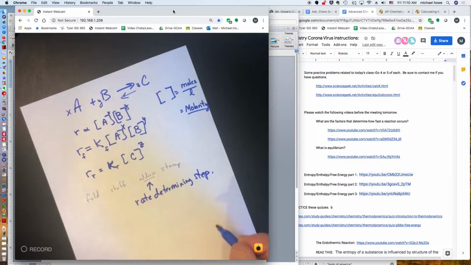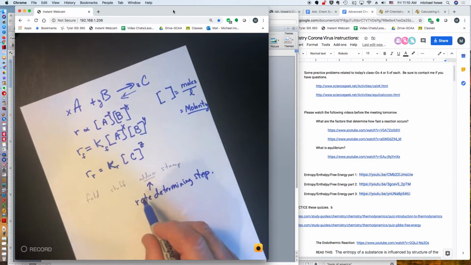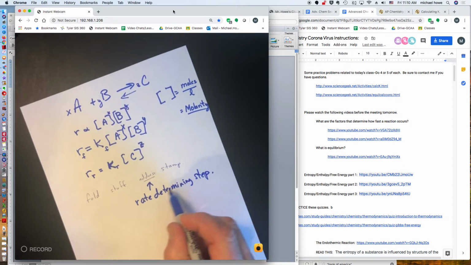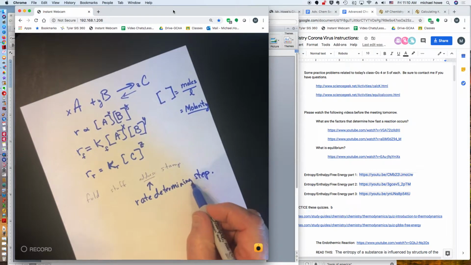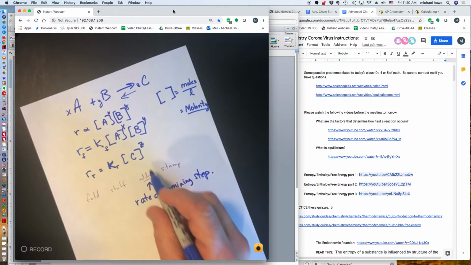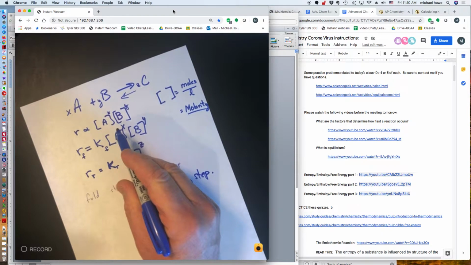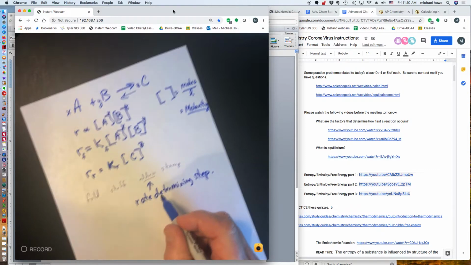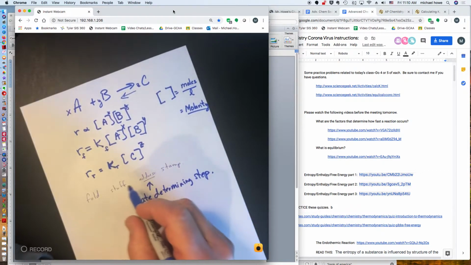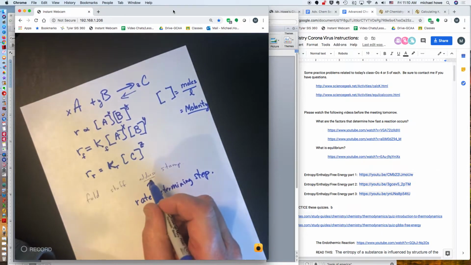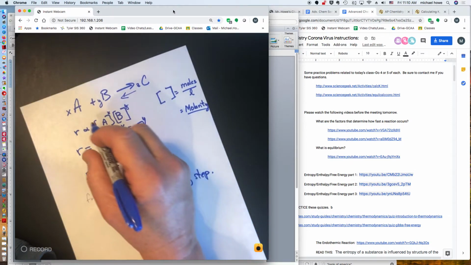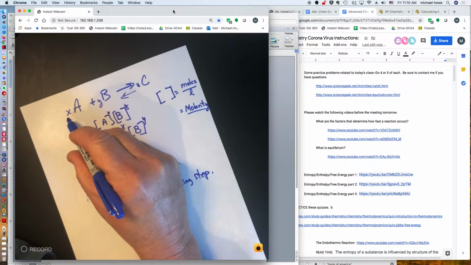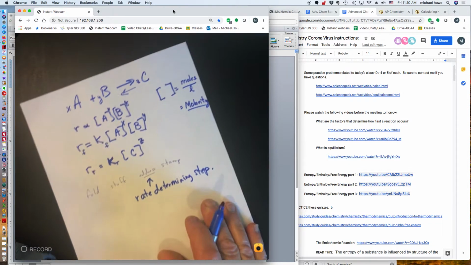Well, if you have a series of steps, for the rate determining step, the coefficients will become the exponents. I'm trying to show you how I oversimplify a little bit because I'm not considering the multiple step process. But with that being said, bottom line, these coefficients will become the exponents.